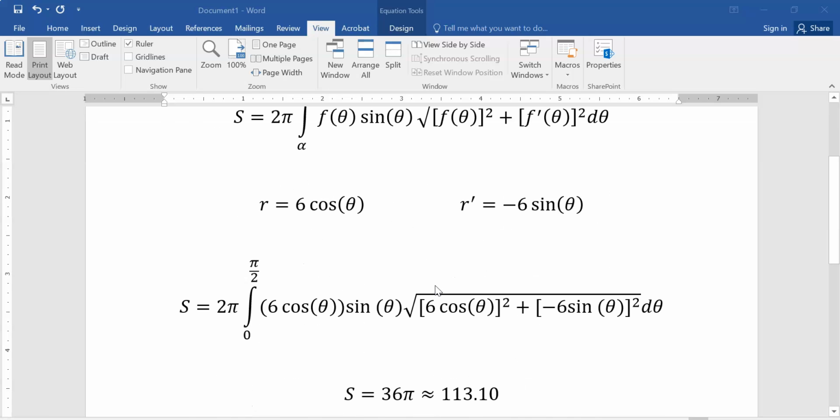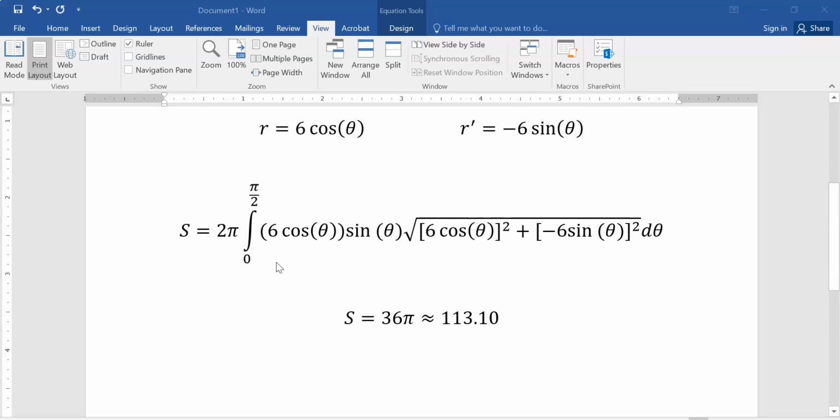And we get an integration that looks like this. 6 cosine theta times sine theta out in front of the square root. Underneath the square root, we have 6 cosine theta squared plus -6 sine theta squared. We have a 2 pi out in front of that. And this problem told me to integrate from 0 to pi over 2. When I put all of that in, I get a surface area of 36 pi, which is about 113.10.